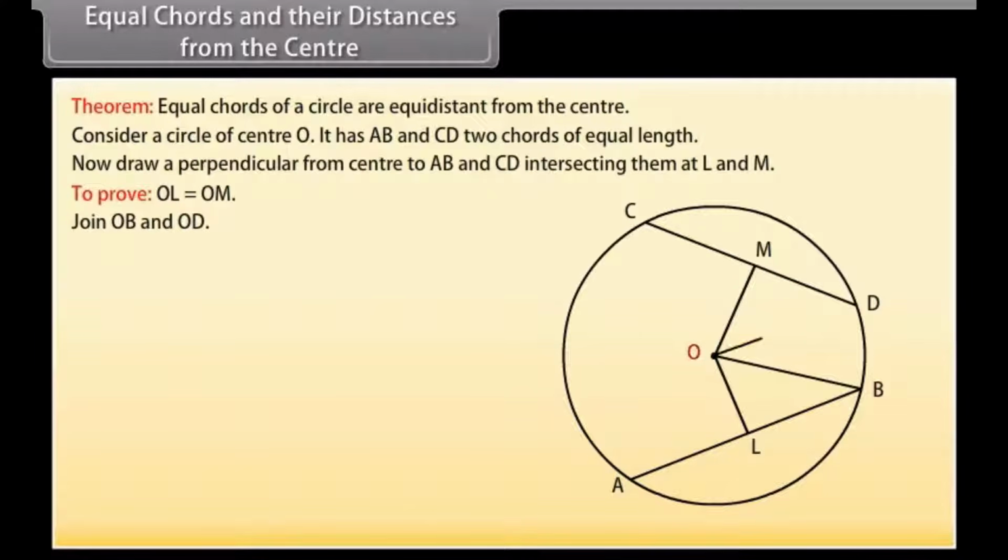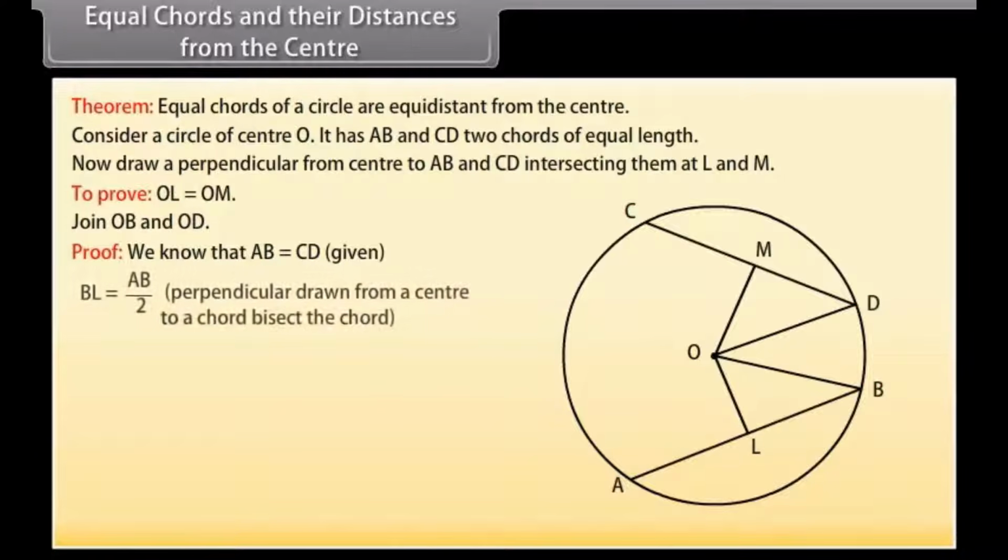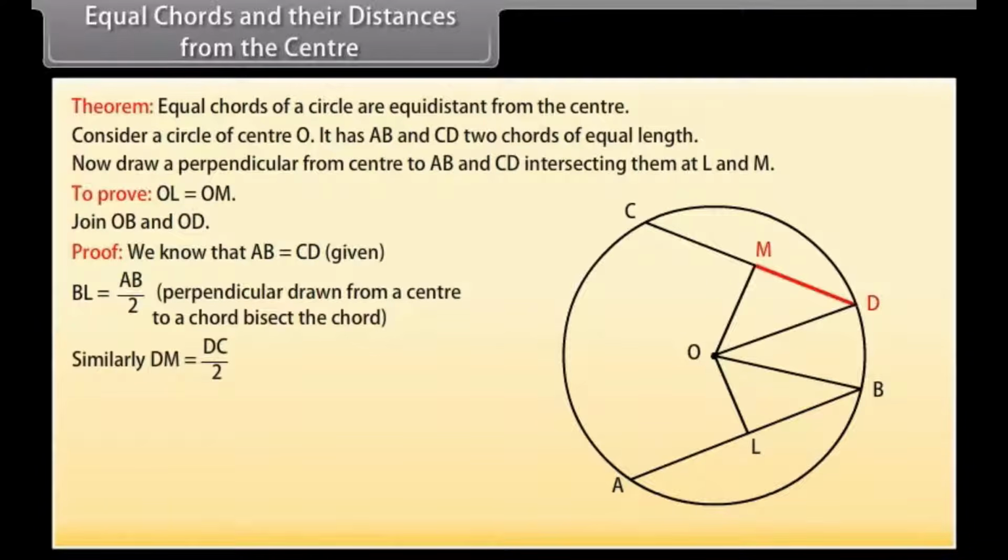Join OB and OD. We know that AB is equal to CD, given. BL is equal to AB upon 2, because perpendicular drawn from the center to a chord bisects the chord. Similarly, DM is equal to DC upon 2. Therefore, BL is equal to DM.